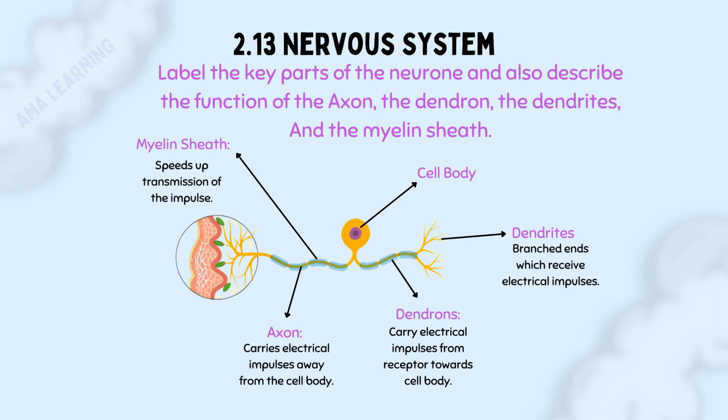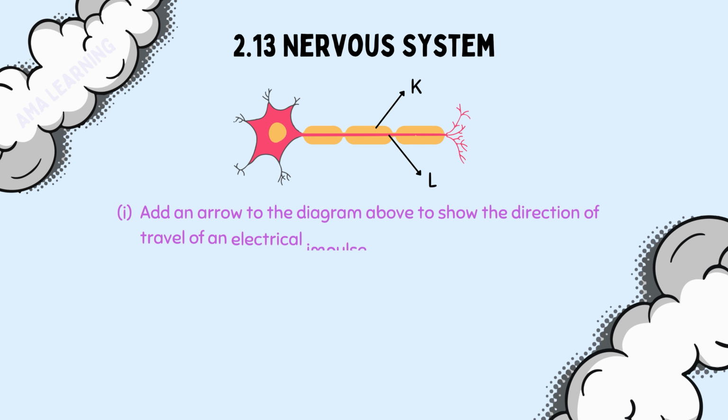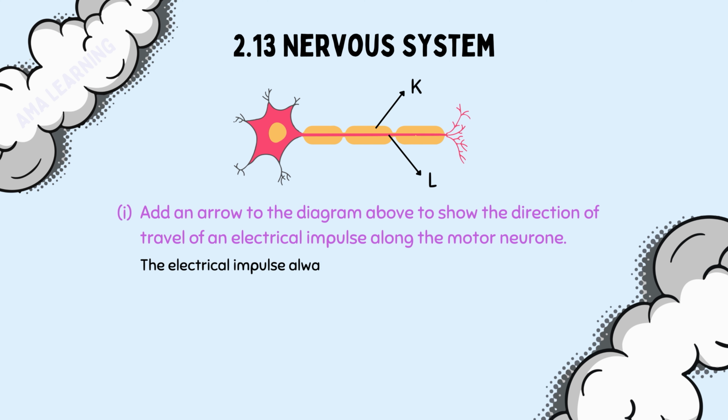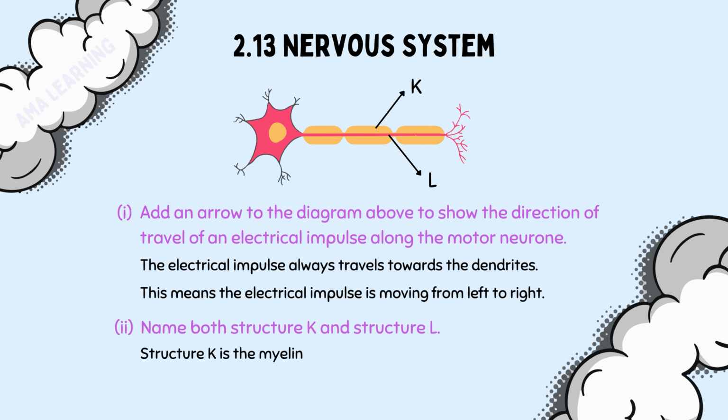Let's apply what we have learnt to this exam-style question. Let's go straight to the answers for this one. The electrical impulse always travels towards the dendrites. This means the electrical impulse is moving from left to right. For the second part of the question, structure K is the myelin sheath, and structure L is the axon.